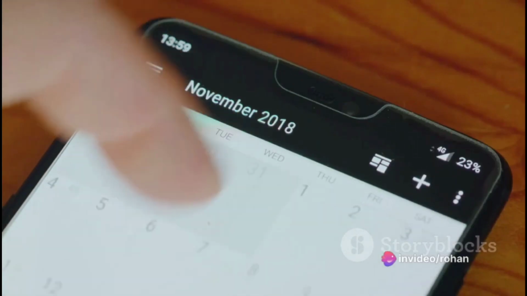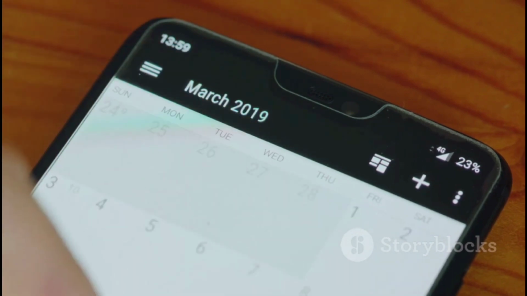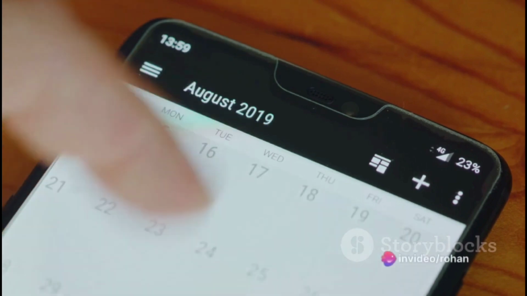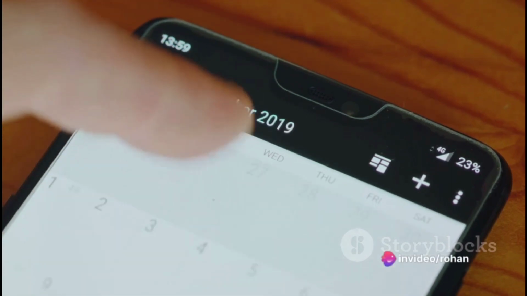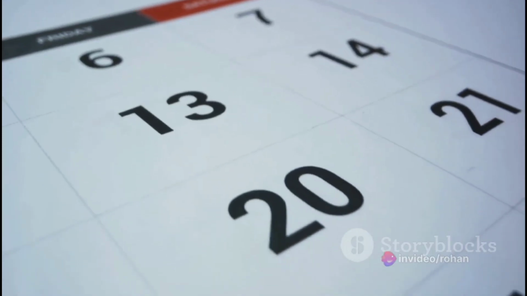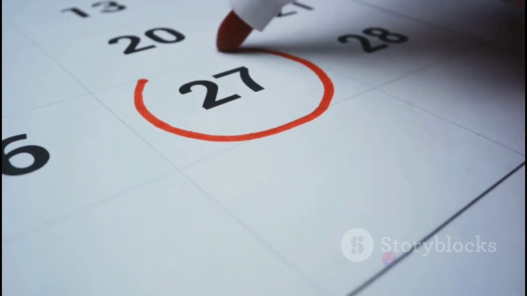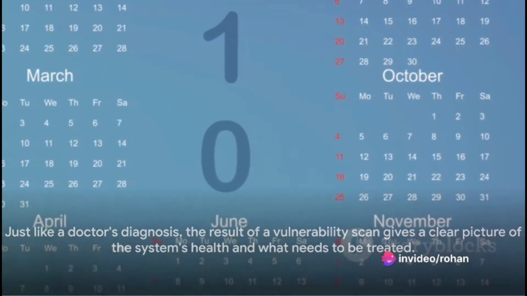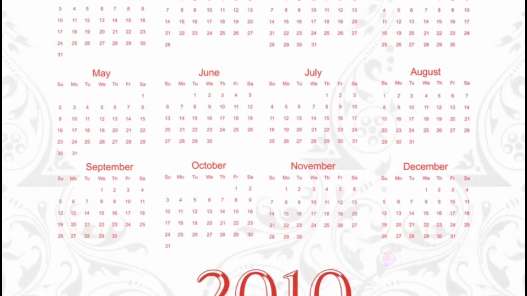It's important to remember that vulnerability scanning is not a one-and-done deal. It's an ongoing process. Just like we go for regular health checkups, systems and networks need to be scanned regularly to ensure they remain secure. New vulnerabilities are discovered every day, and systems are constantly changing. Regular scanning ensures that we stay one step ahead of potential threats. Just like a doctor's diagnosis, the result of a vulnerability scan gives a clear picture of the system's health and what needs to be treated.